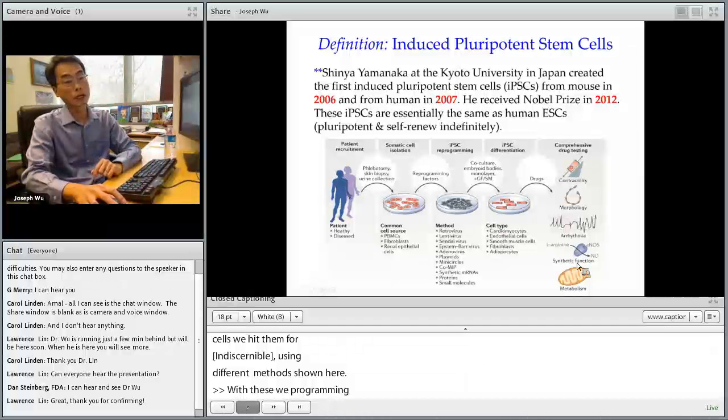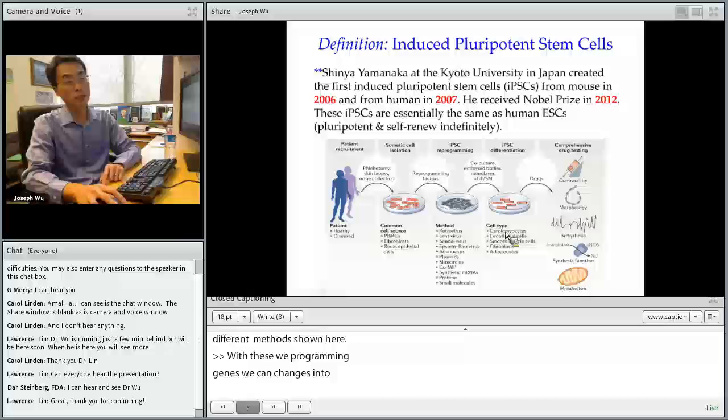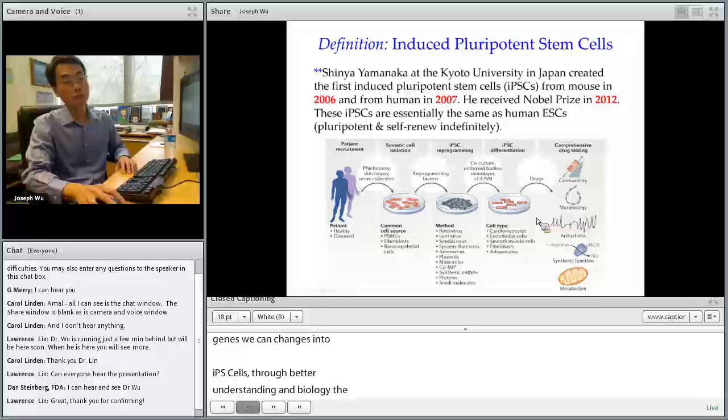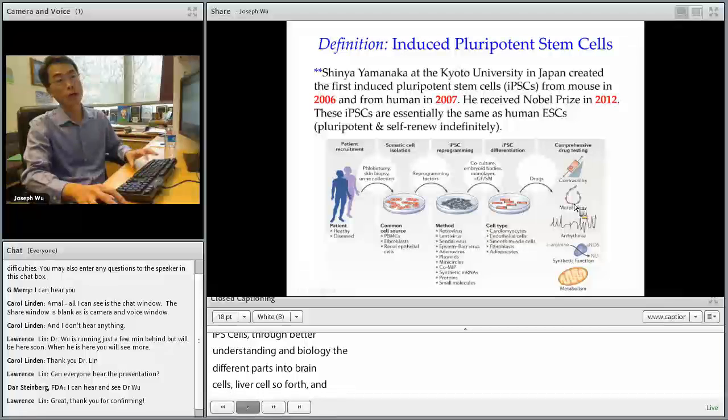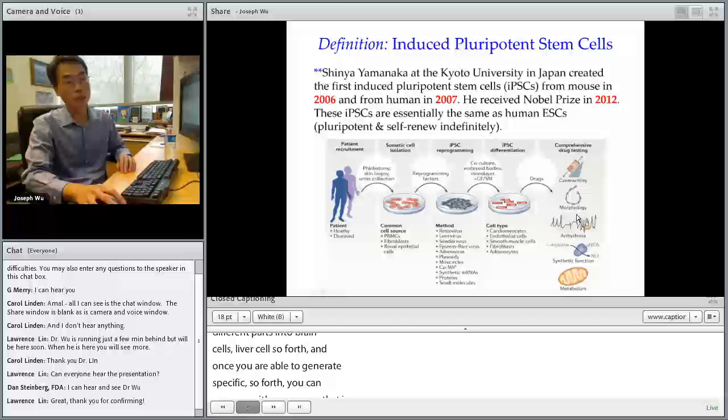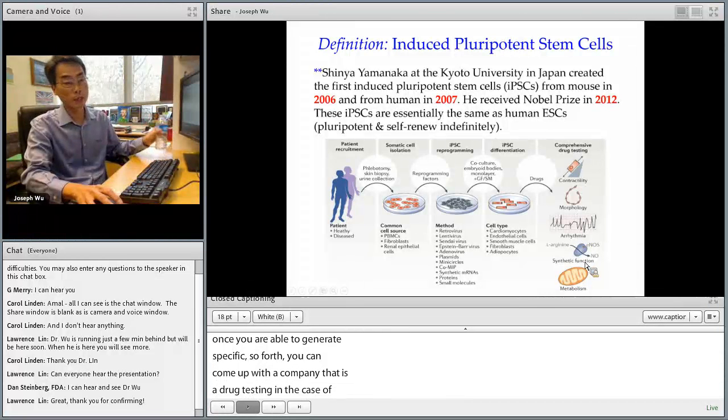Now, once you're able to generate these human iPS cells, through better understanding of developmental biology, you should be able to differentiate them into heart cells, brain cells, liver cells, endothelial cells, and so forth. And once you're able to generate patient-specific as well as disease-specific heart cells, endothelial cells, and so forth, you should be able to come up with comprehensive drug testing. In the case of cardiac, test the contractility of the cells, the morphology, the arrhythmias, the metabolisms, and so forth.